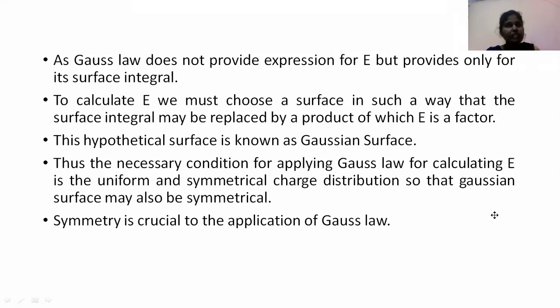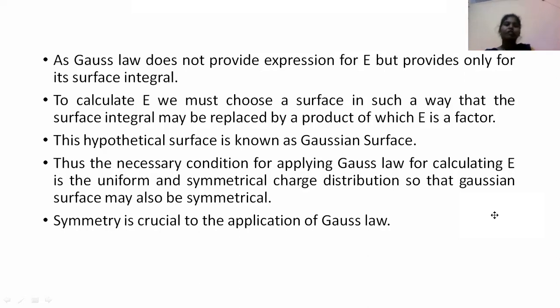Because we have phi is equal to integration E dot ds when this electric field is associated with the surface, right? So it provides only for this surface integral. So directly you cannot say that using Gauss law one can find the electric field, but not directly. When you associate this E with the surface integral, then you can extract the electric field.